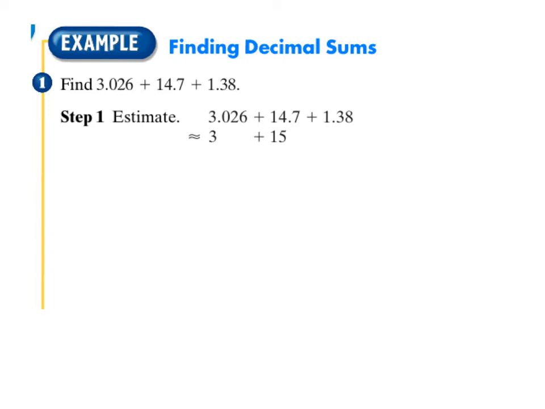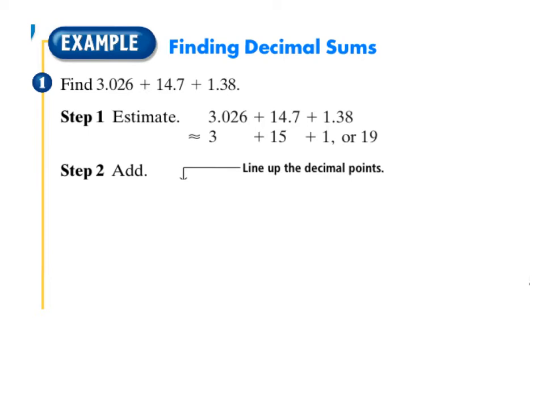Then 1.38, 3 is closer to 1 than to 2. So we would round that one to 1. So 3 plus 15 plus 1 is 19. So our estimate for this problem is that it's going to be around 19. Then we need to add up the different amounts.